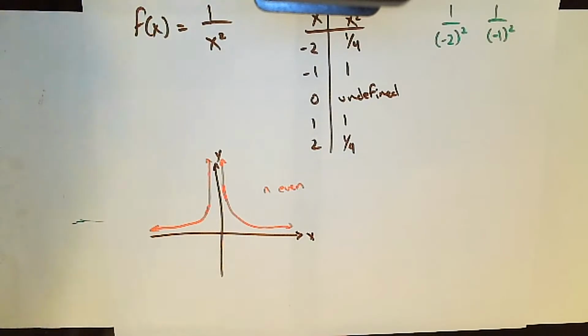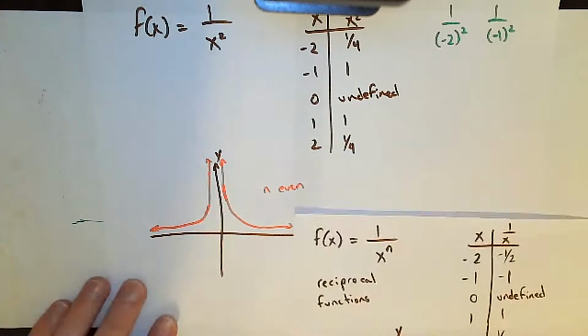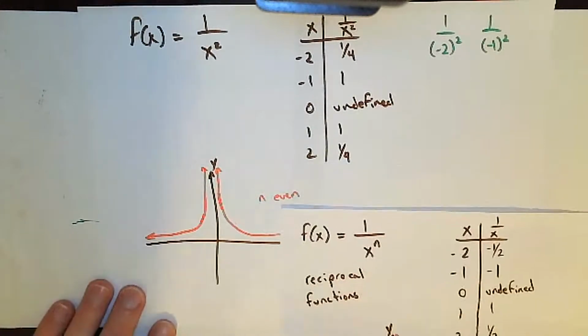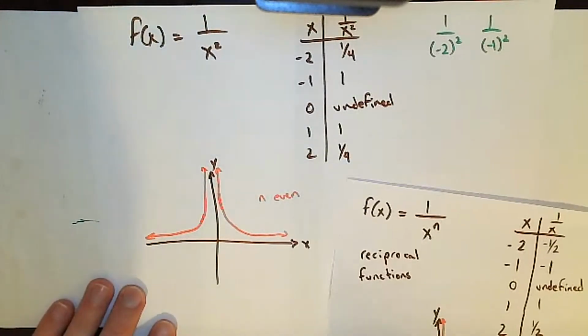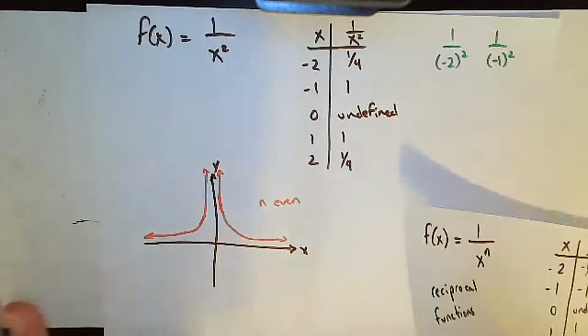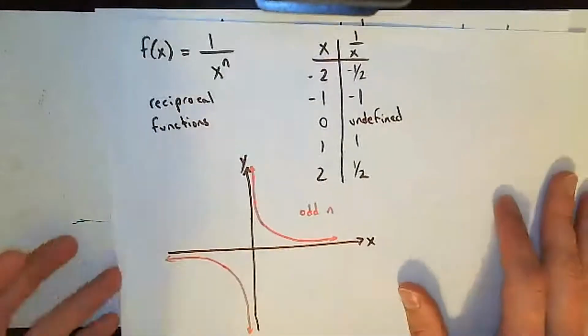So that's the last class of functions that we're looking at in 2.2. We're going to continue looking at these functions and how we can start scooting them all around the coordinate plane. But first, let's finish a few more ideas in 2.2.